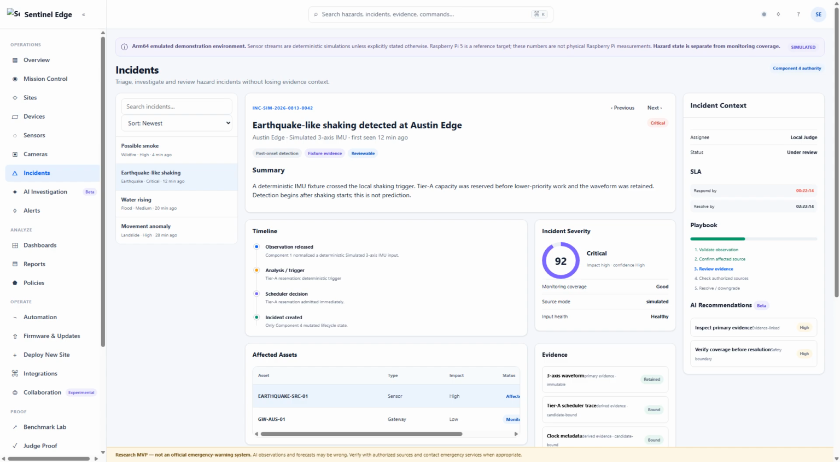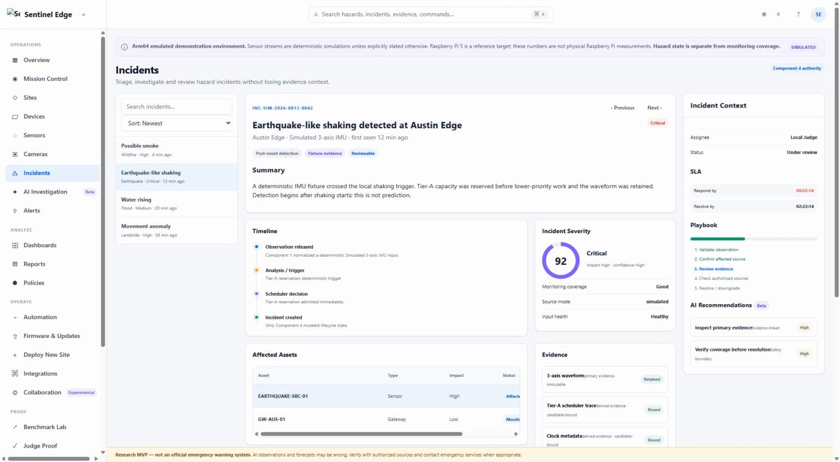But the interesting part happens when they all compete for resources. Here I trigger the deterministic multi-hazard scenario. Smoke appears. Rainfall increases. Water begins rising. Slope conditions deteriorate. And then an earthquake-like signal arrives.